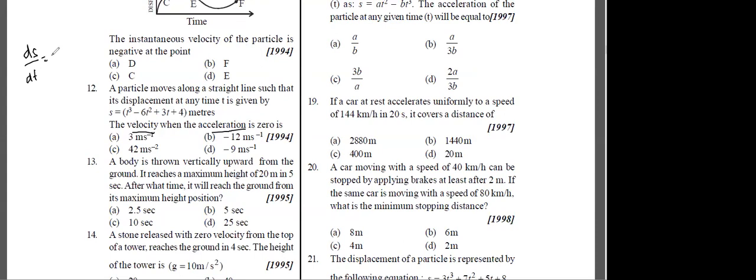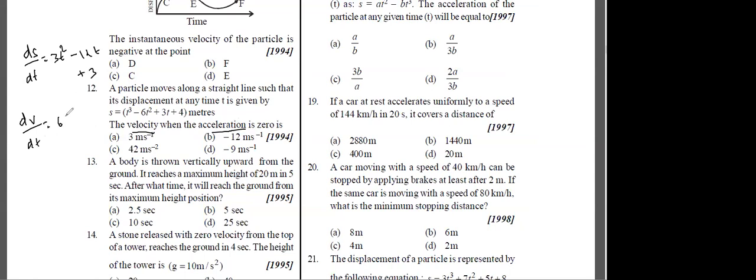You will get 3t squared, right? You should know differentiation, and I hope that everyone knows differentiation. Minus 12t plus 3, right? But you have to find this when acceleration is 0. So you have to find this dv by dt, right?